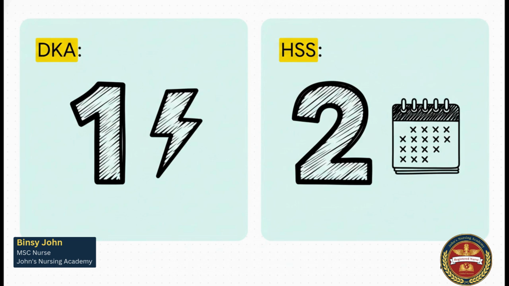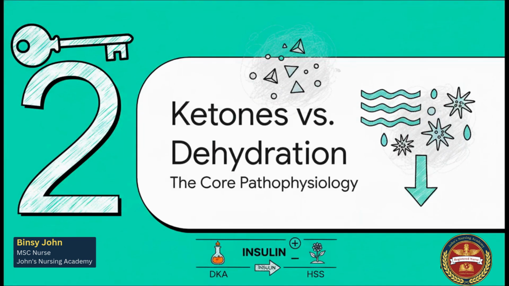Easy, right? And the other big tell is the onset. DKA is fast and furious. We're talking hours to a day. HHS is more of a slow burn, kind of creeping up over days or even weeks. So what's the real fundamental difference that sends these two conditions down completely separate paths? It all comes down to one little thing: insulin. Or, the lack of it. Let's break down exactly how this one hormone changes the entire story.